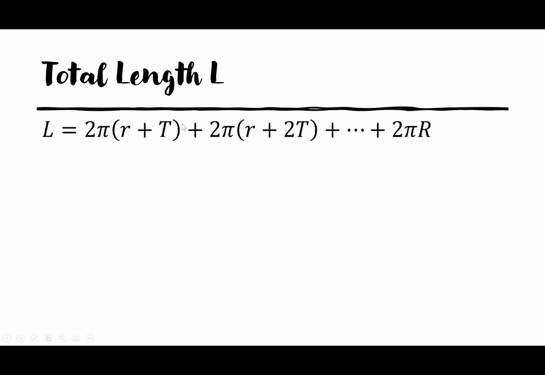So for the total length, you just add all the layers together: first layer plus second layer plus the last layer. If you have any questions, please stay until the end and ask. So our total length L equals the first layer plus the second layer, and so on until the last layer. You can see every single term has a common factor of 2 pi, so I'll just take 2 pi out.